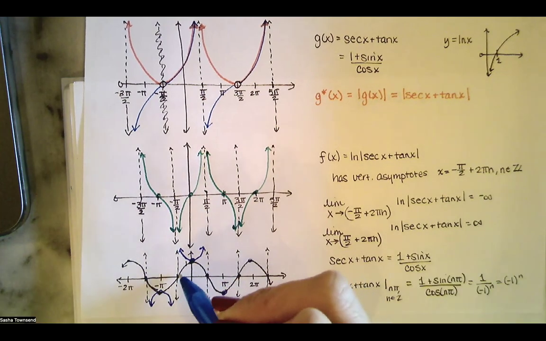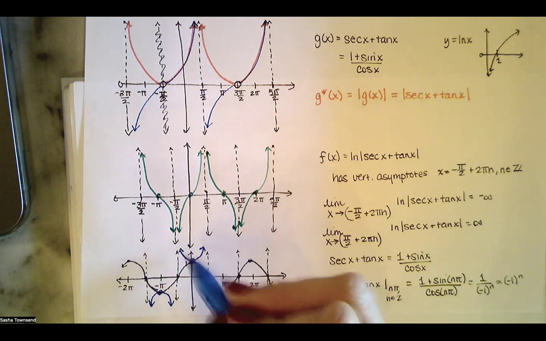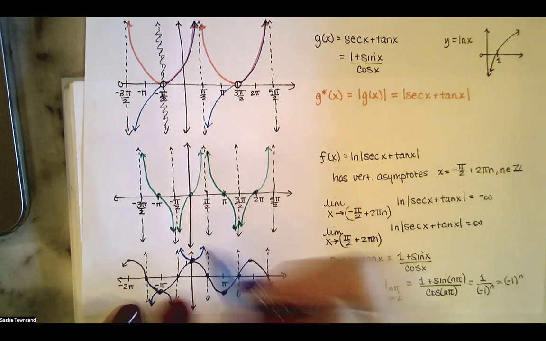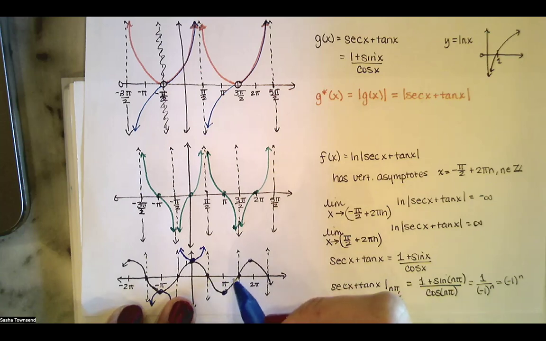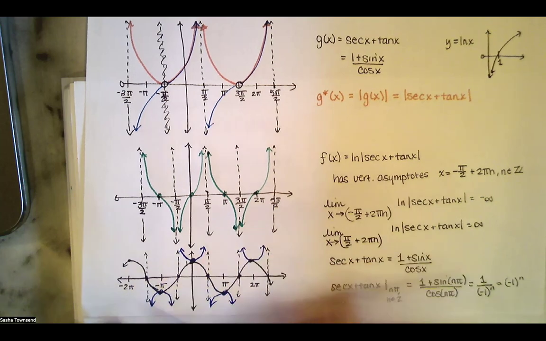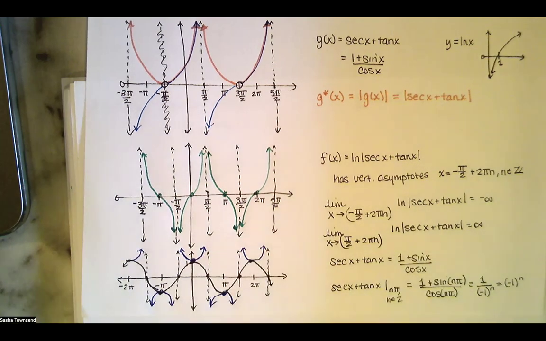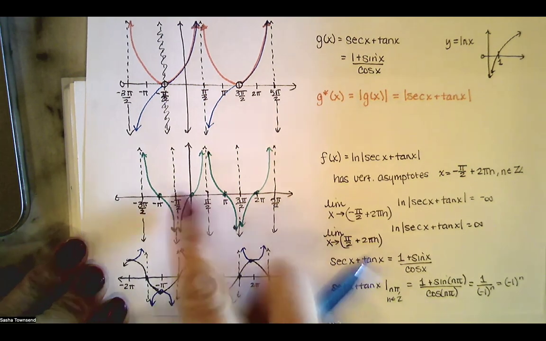As we approach negative pi over 2 and pi over 2, the y values on the cosine graph are tiny positive numbers. 1 divided by a tiny positive number is a large positive number. So the secant looks like that. Here, as we approach pi over 2 and 3 pi over 2 from the right and left respectively, cosine is a tiny negative number. 1 divided by a tiny negative number is a large negative number. And so we get these sort of U-shaped things, and the pattern repeats. So the claim is that these tell us the derivative of this function.